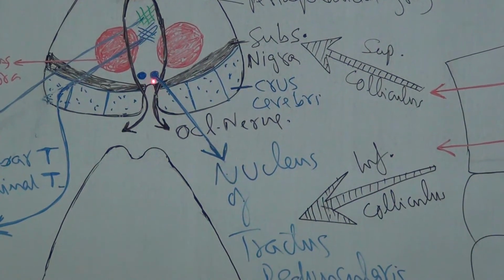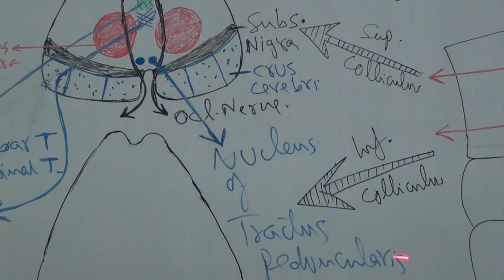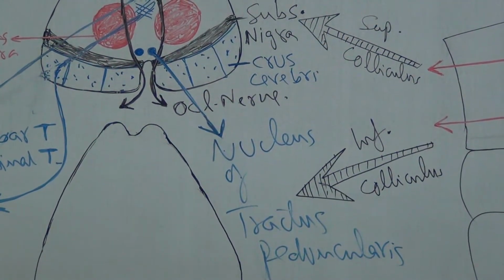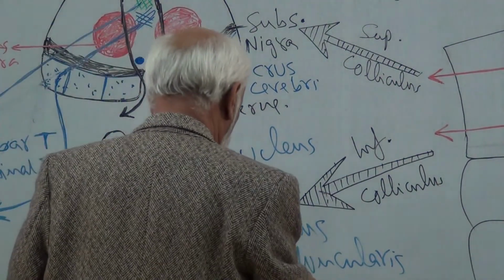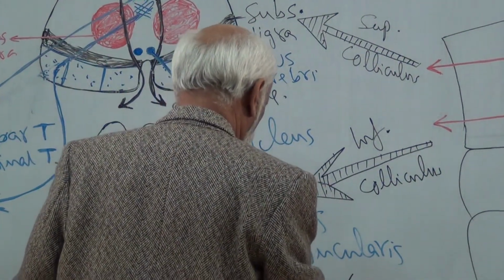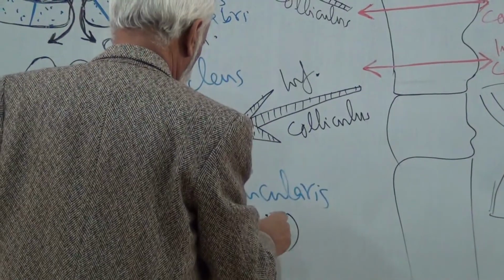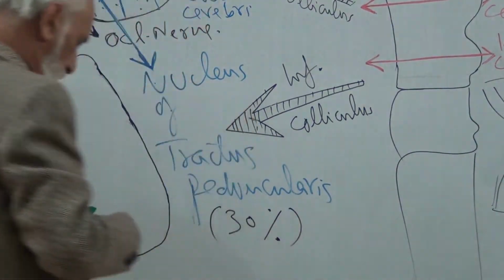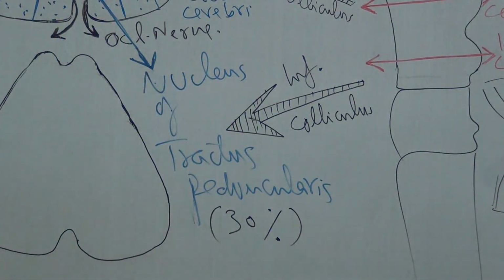Now, this nucleus is not a constant nucleus. It is only present in 30% of individuals. In 70% it is absent.